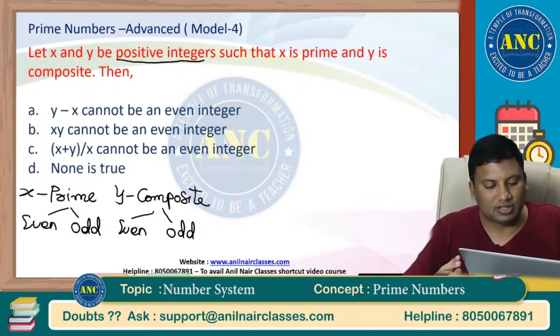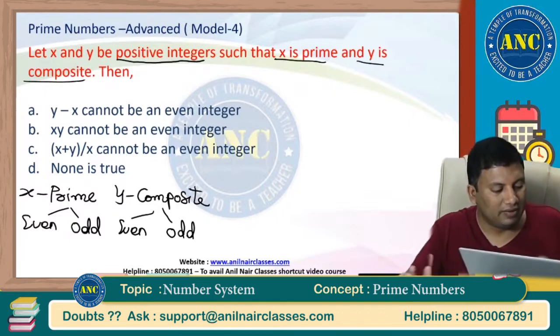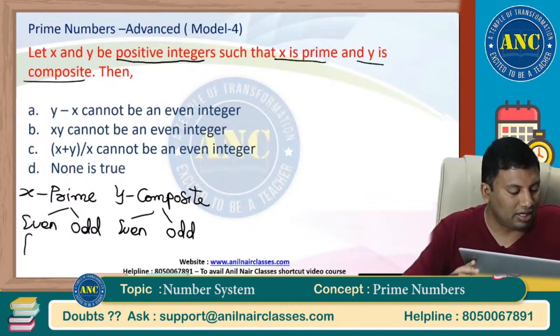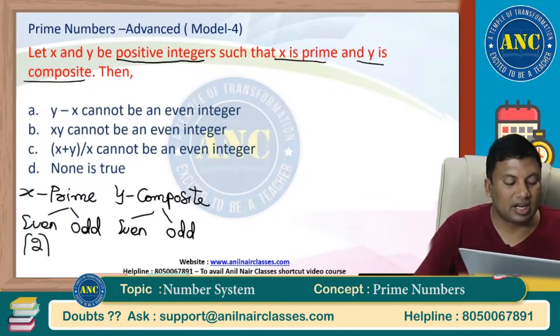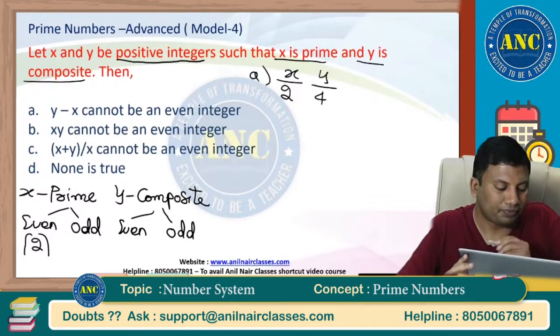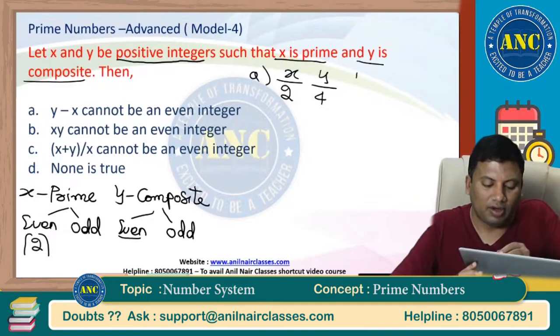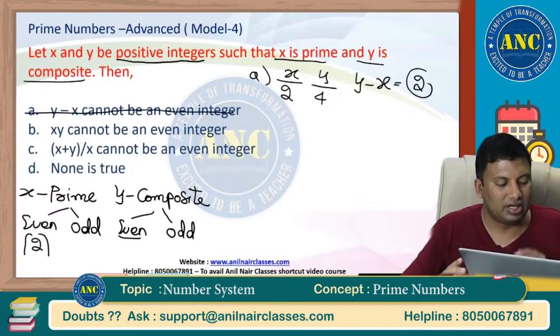Now, first case, x is prime, y is composite, so I divided into even and odd. Even, it has to be 2. The first statement: y minus x cannot be an even integer. Suppose I take x as 2, y as 4. Even number, right? y minus x, 4 minus 2, is 2, an even integer. So this is a false statement.